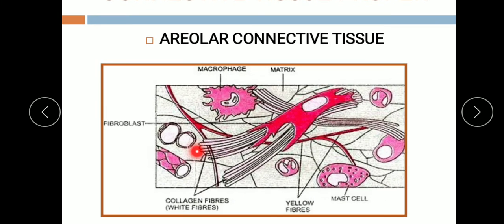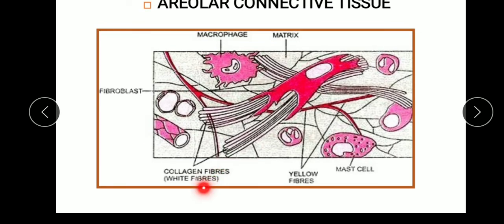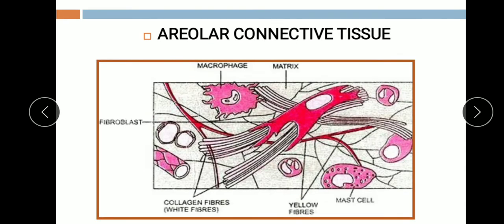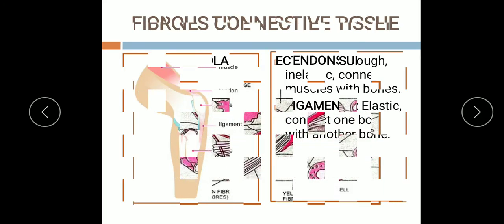The various structures present in this tissue are fibroblasts, matrix, collagen fibers, and yellow fibers. These are the muscle fibers, mast cells, and macrophages. They attack foreign particles and kill them. So all these are the structures present in the areolar connective tissue. Its main function is to bind the skin with the muscles and attach blood vessels and nerves to the surrounding tissues.